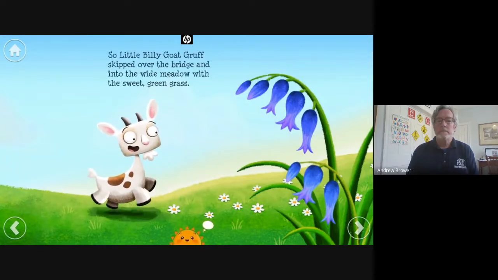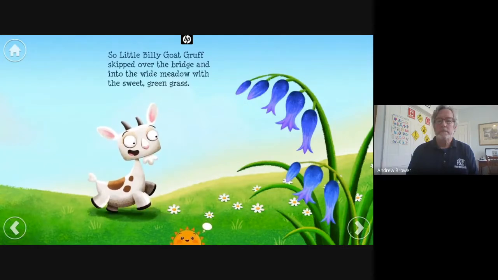Hooray! The other goats can see that Little Billy Goat Gruff made it safely across the bridge. Which Billy Goat do you think should go next?